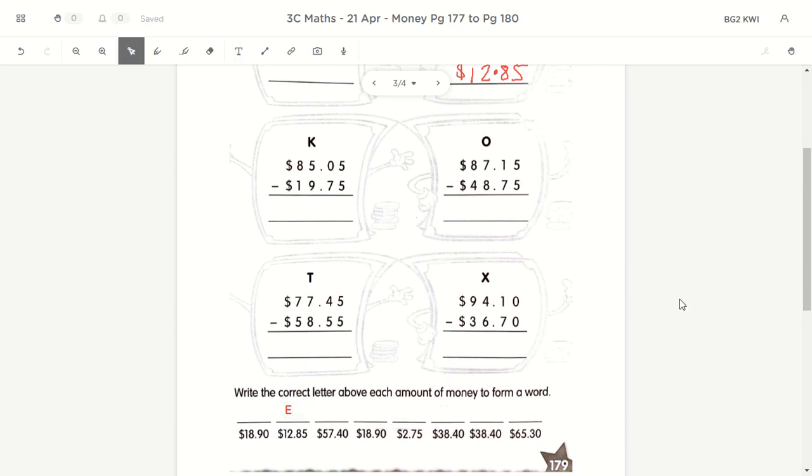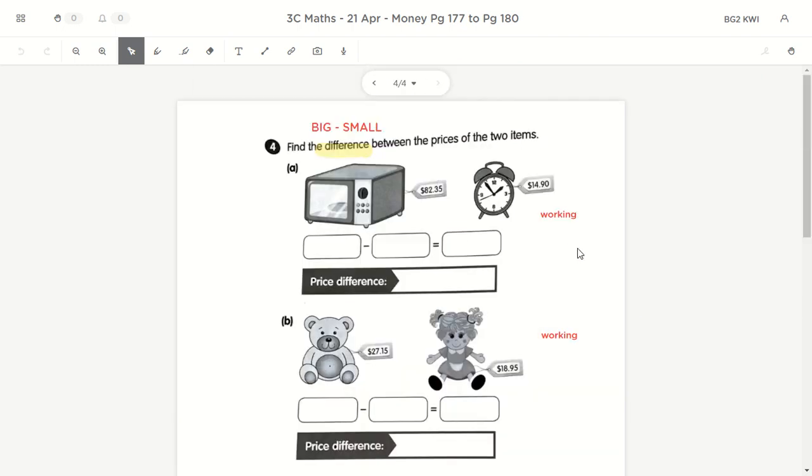So this will be your homework: pages 177, 178, 179, which is this page, and then 180. However, for 180, because it's not written down for you, make sure when it comes to finding the difference, you use the bigger value minus the smaller value. Do not use the smaller value minus the bigger value. This is very important when it comes to subtraction, because you cannot anyhow put the numbers. Same thing for working, always put the bigger number followed by the smaller number.